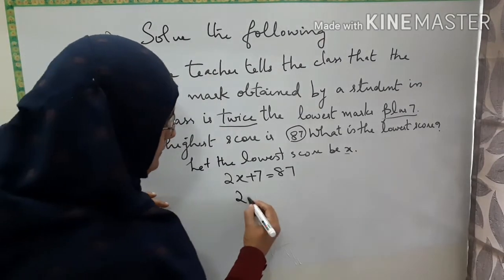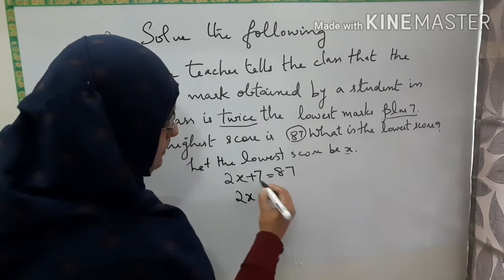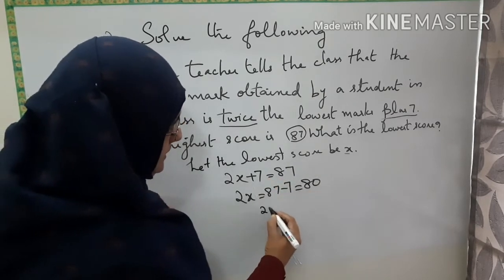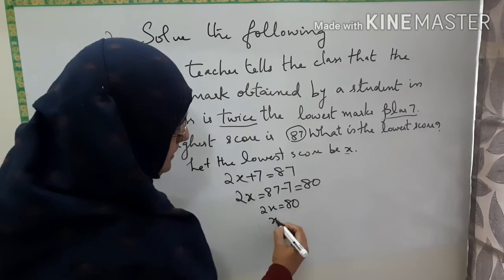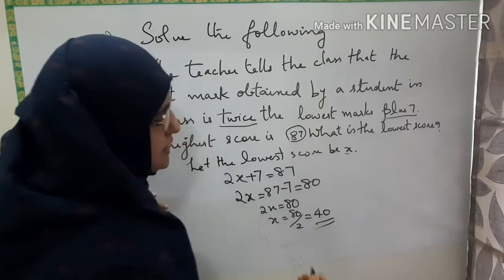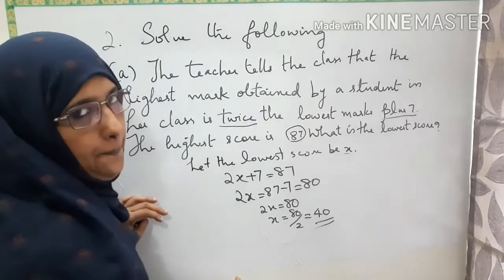Now, next, solve it. Plus 7 goes to the other side, becomes minus 7. That is 80. 2x equal to 80 means x equals 80 by 2. That is 40. So, the lowest mark will be 40.